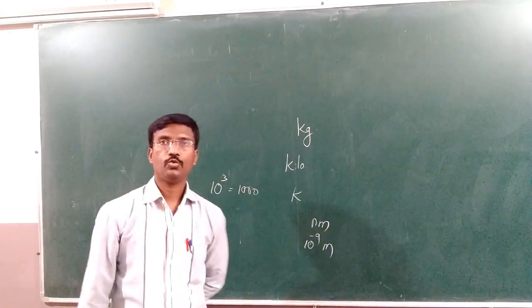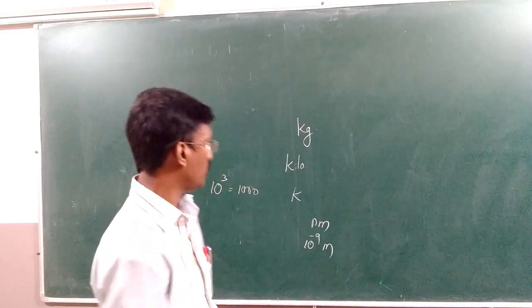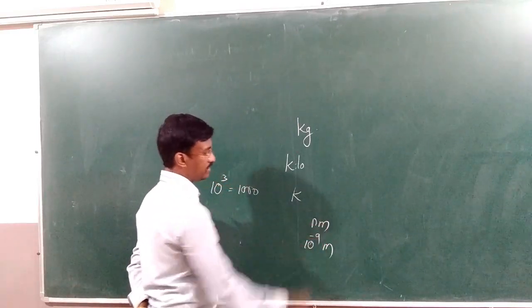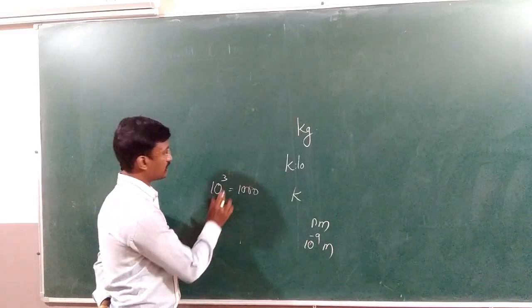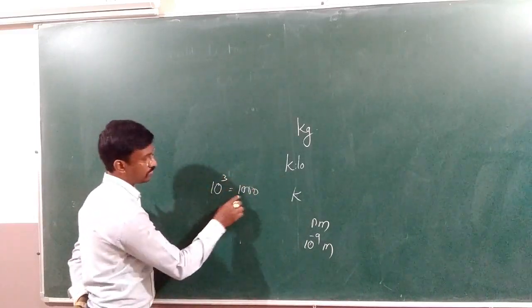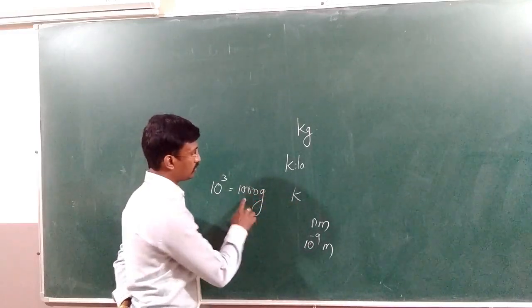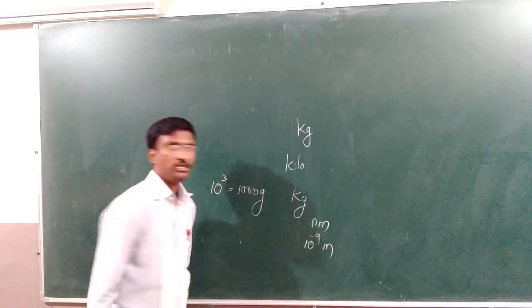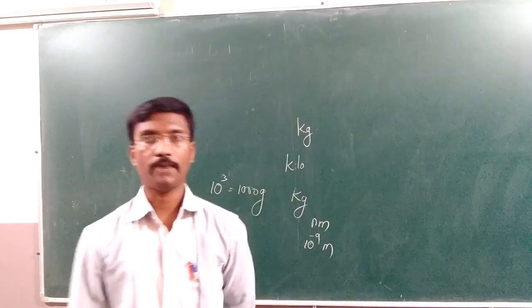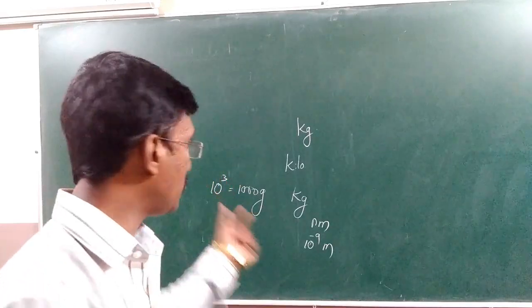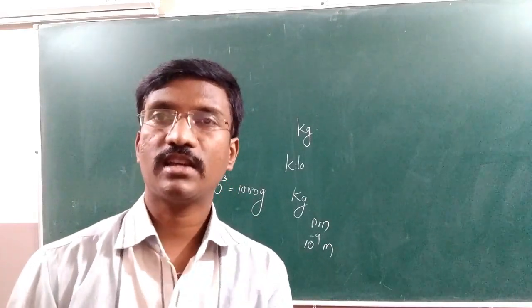So like that, we have some of the prefixes which are used. Instead of writing 10 raised to minus 9, we use nanometer. Instead of writing 10 raised to 3, 1000 gram can be written as kilogram, that is kg. The value of kilo is 1000. That's why we write 10 raised to 3 as kilo. Such kinds of words are called prefixes.